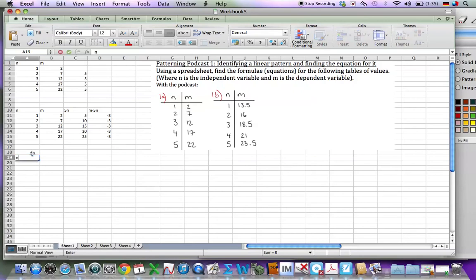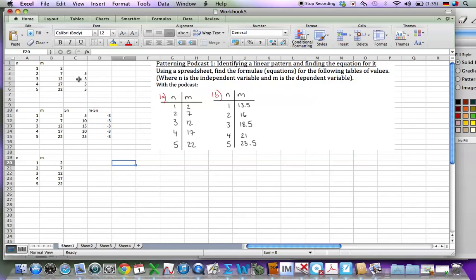So if I type n 1, 2, 3, 4, 5, m equals 5 times n minus 3 and extend it, I'm getting exactly the right values. Okay, so just recap. We started by copying the table into the spreadsheet, just copying the numbers.